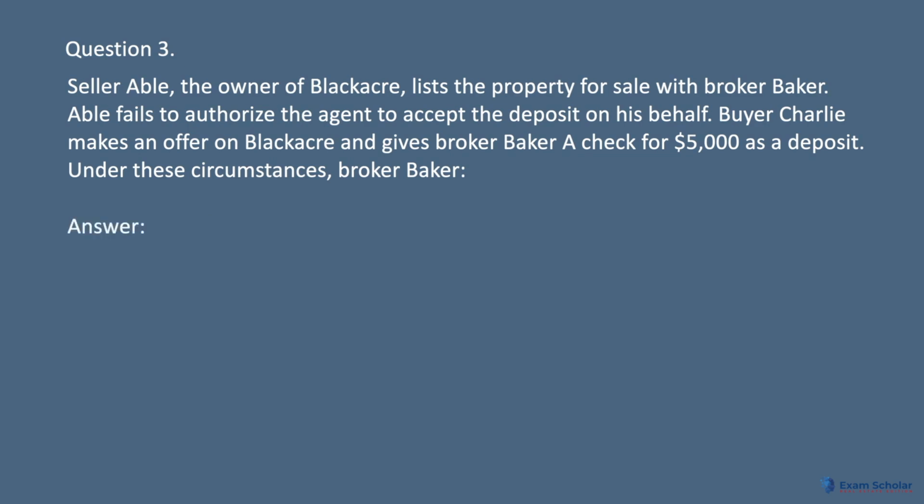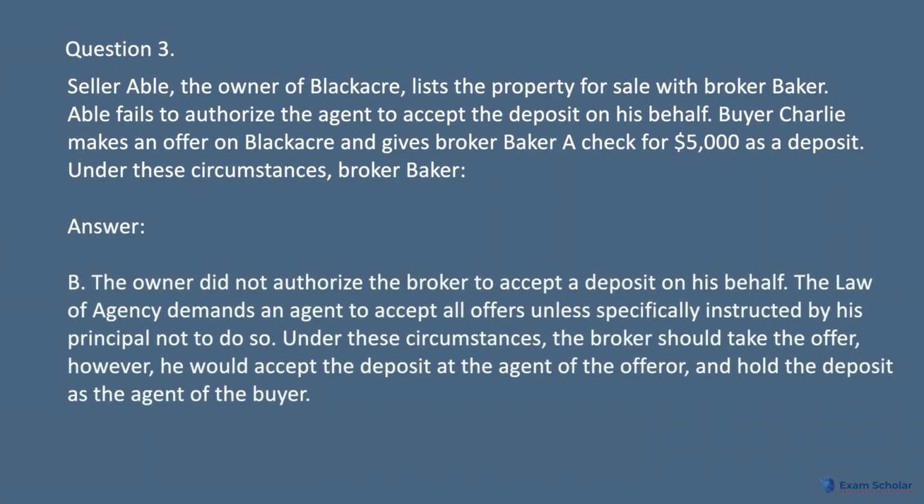Answer: B. The owner did not authorize the broker to accept a deposit on his behalf. The law of agency demands an agent to accept all offers unless specifically instructed by his principal not to do so. Under these circumstances, the broker should take the offer. However, he would accept the deposit as the agent of the offeror, and hold the deposit as the agent of the buyer.